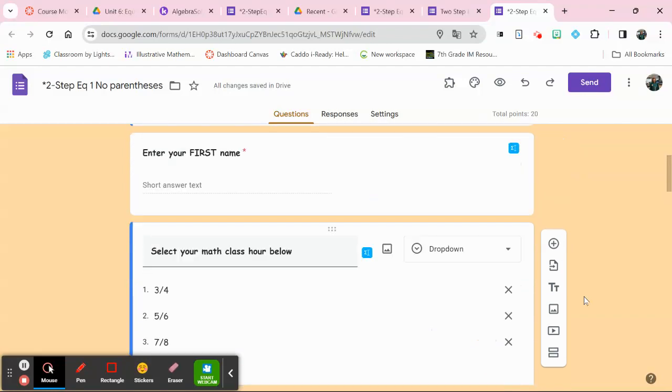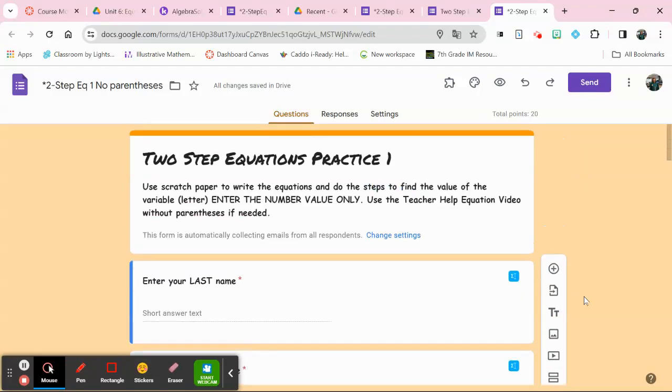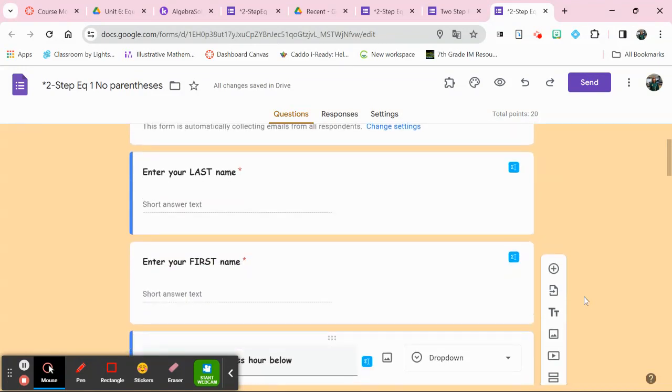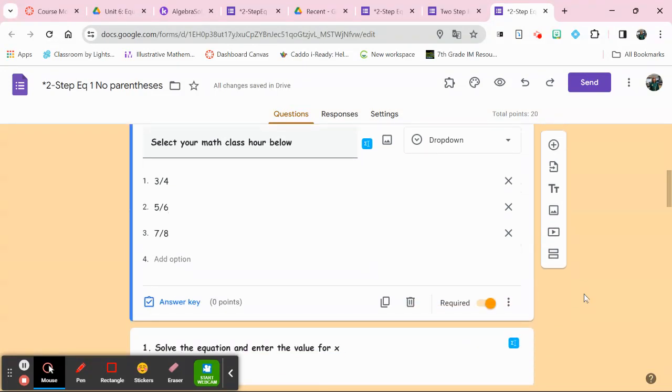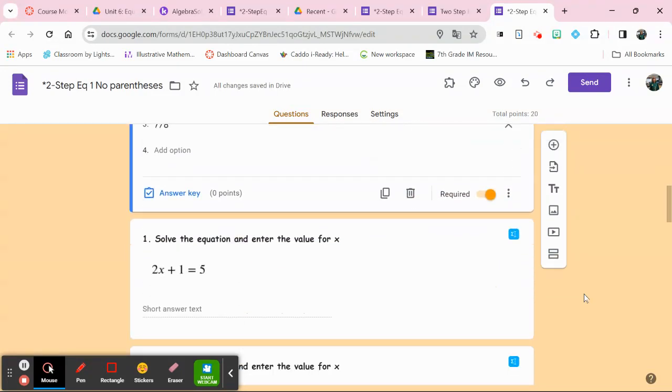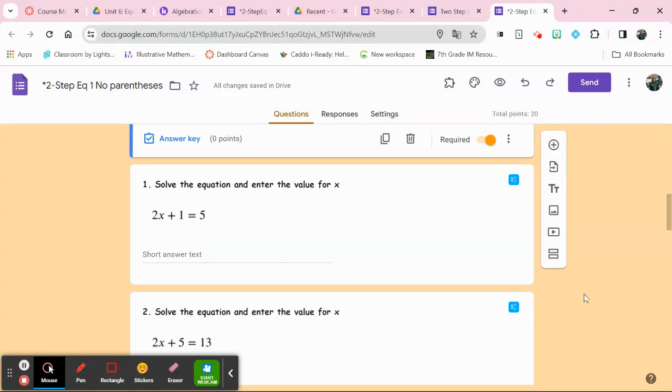If you're looking at this on Google Forms or Edulastic, you're going to use scratch paper to write these equations down and do the steps to find the variable, okay? And if you're doing it on Google Forms, all you're going to need to enter is the number answer, not x equals, just the number. All right, so let's see what we have here.